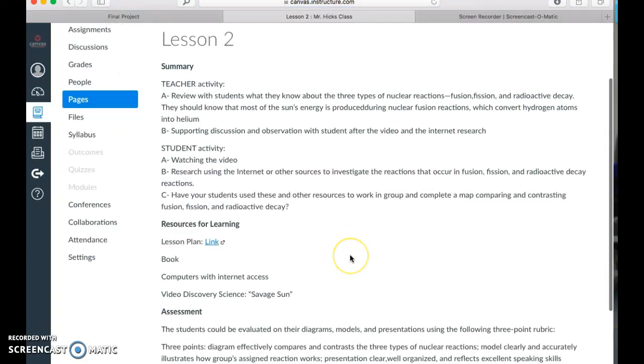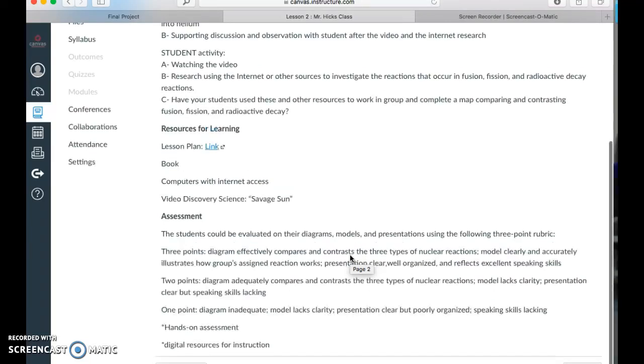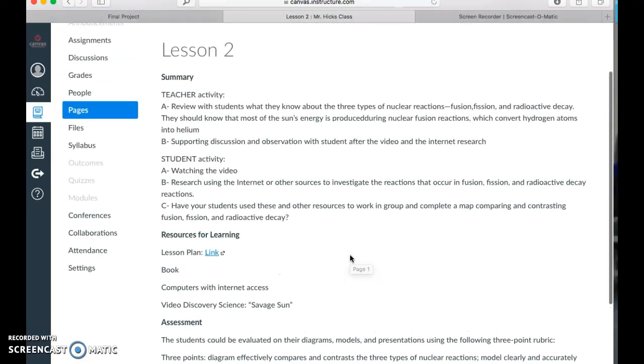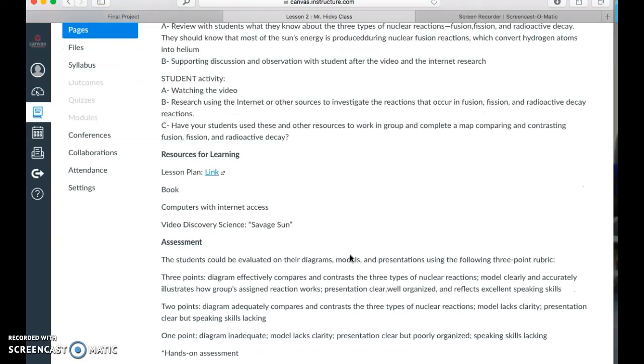For the second lesson of this, the students were doing a hands-on assessment which used digital resources for instruction. And for this activity, the students were watching a video and using a variety of resources to complete a map comparing and contrasting fusion, fission, and radioactive decay.